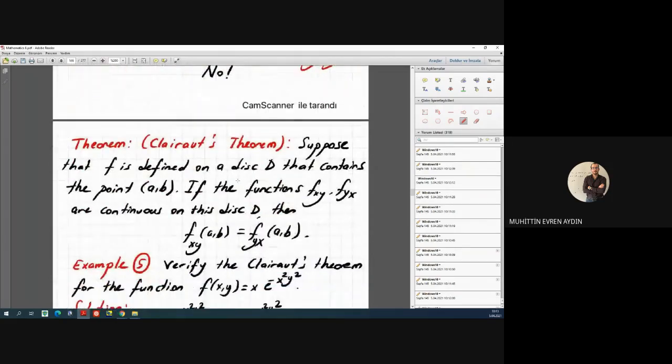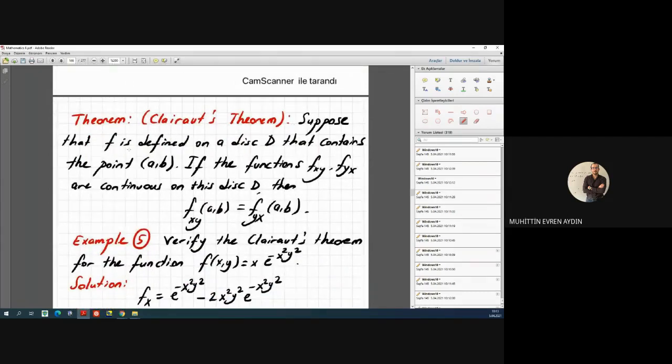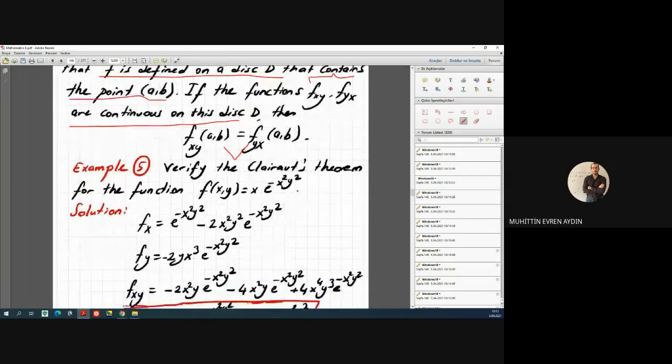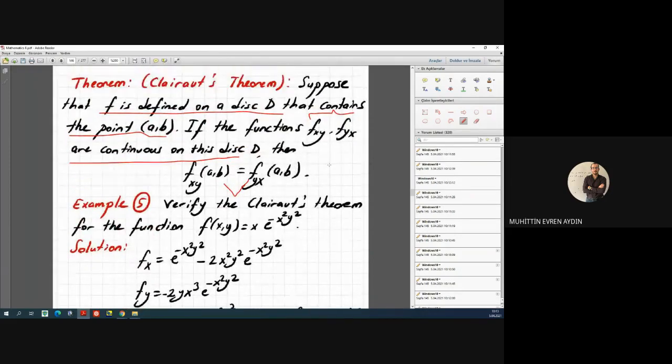And we have a theorem, Clairaut's theorem. Let's suppose that f is defined on a disk that contains the point (a, b). If the functions are continuous on this domain, then we have this equality. And the functions that we will investigate all satisfy this equality. Namely, you can always take this equality as true.